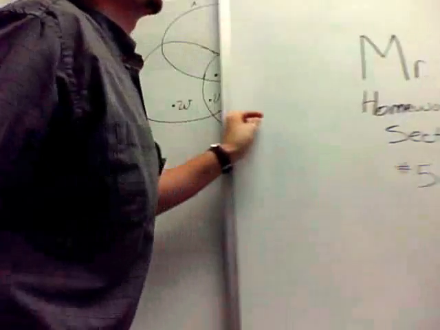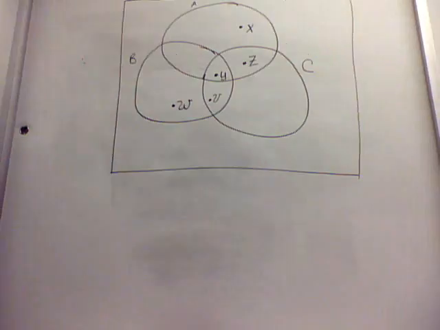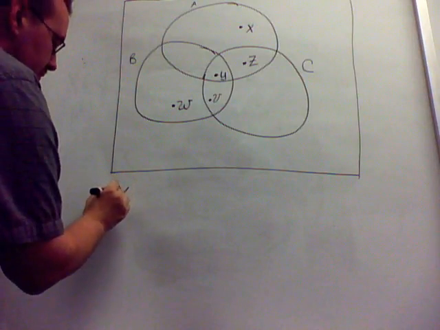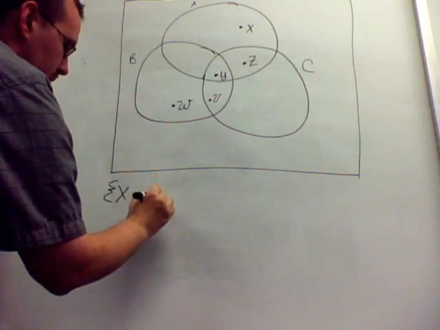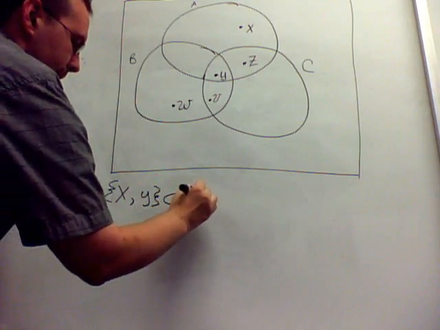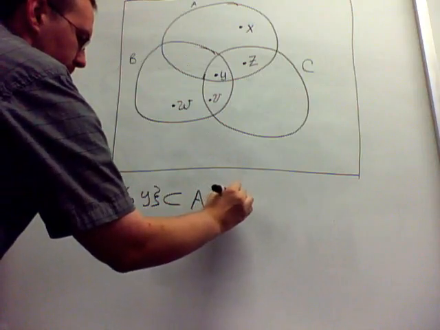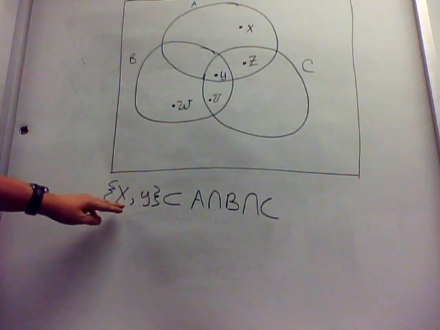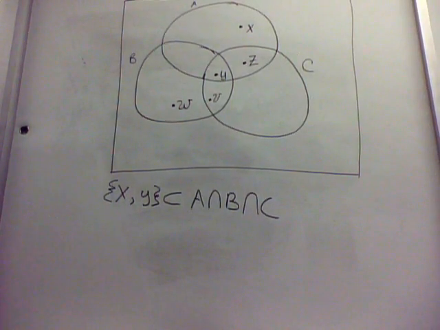Probability statistics. Okay, look. This is what number 5 shows. This is the grid for number 5. Number 5a asks, does x and y, so actually I'll write down here, x. In English terms, it's saying, is x and y contained in A intersect B intersect C?